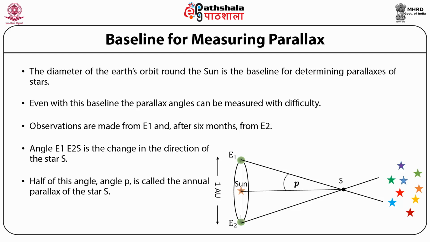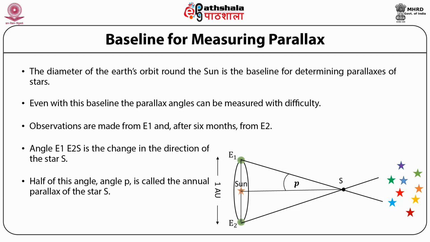The angles are small, so they can be expressed in seconds. We generally represent angles in degrees, but 1 degree has 60 minutes and 1 minute has 60 seconds. So one can imagine how small the angles are that we are measuring in terms of seconds. Even for the nearest stars, these angles are only a fraction of an arc second.